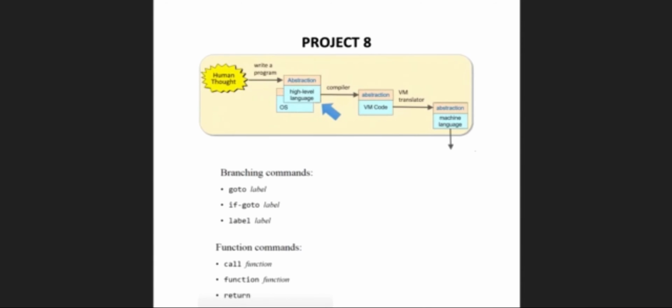The objective of the virtual machine is to act as an intermediate stage between high-level language and the machine language. In this project, we have dealt with branching that consists of goto, if-goto, and labels, and the functions that consist of call, function, and return. We will see the implementation of all these concepts with the help of two projects. The first one is the basic loop. The second one is the Fibonacci series.